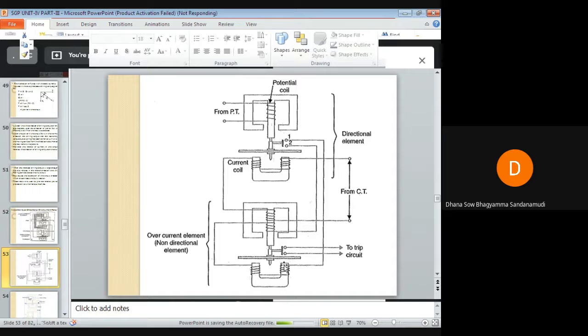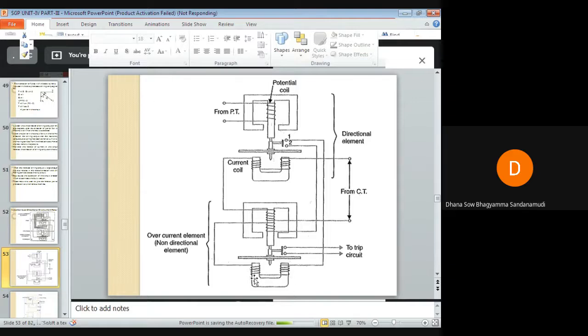Okay, and the moving contacts of this overcurrent element are kept away from the fixed contacts of the trip circuit with the help of the control spiral spring, which provides the control torque. And if you observe, this is the secondary winding of the overcurrent element. This secondary winding from the upper electromagnet of this overcurrent element is connected to the lower electromagnet.